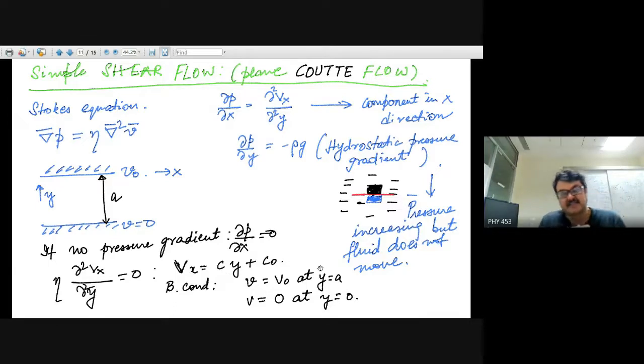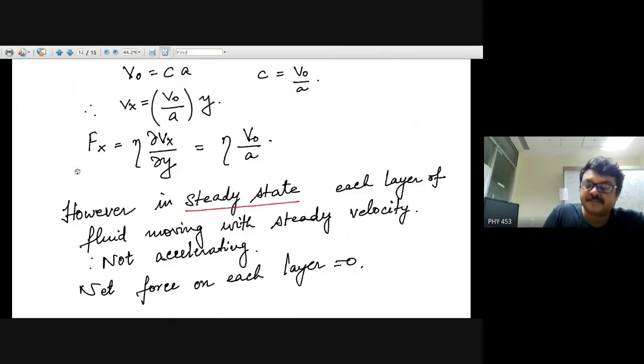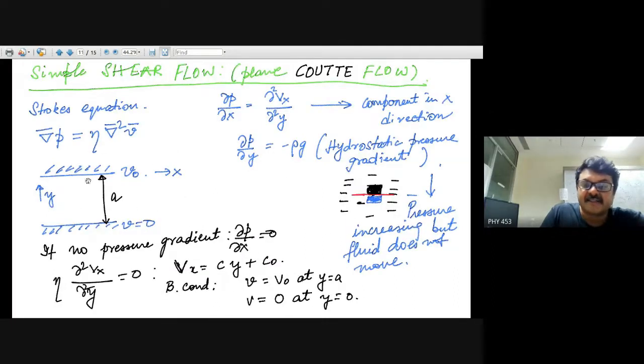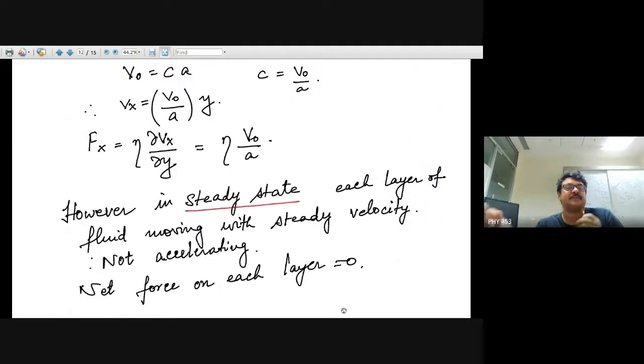That's what you get, right? And you know that you had a linear profile, but here what we did is use the Stokes equation to derive the linear profile, Vx equal to Cy plus C0. The boundary conditions are, once it has reached steady state, there's no explicit time dependence, that V equal to V0 at Y equal to A, and V equal to 0 at Y equal to 0. And you just have to solve for it.